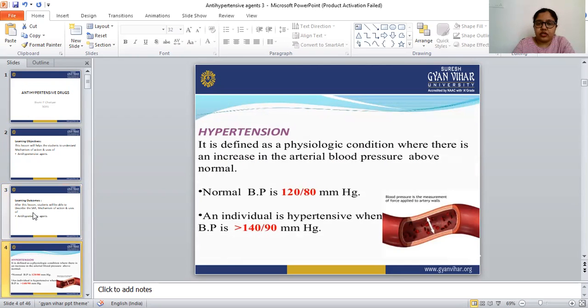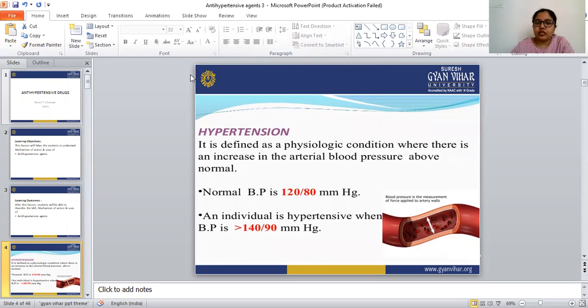So we have already discussed what hypertension is in the previous class. Let's see once again what hypertension is. Hypertension is defined as a physiological condition where there is an increase in the arterial blood pressure above normal.